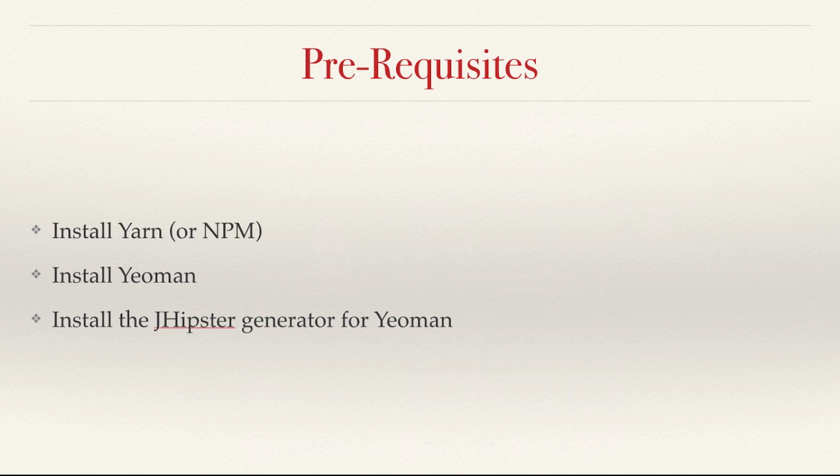So let's just cover the prerequisites that we're going to need. First, you're going to install Yarn, or if you want, you can use npm. In this example, we're going to use Yarn. And using Yarn, we're going to install Yeoman. And then using Yeoman, we're going to install the JHipster generator.